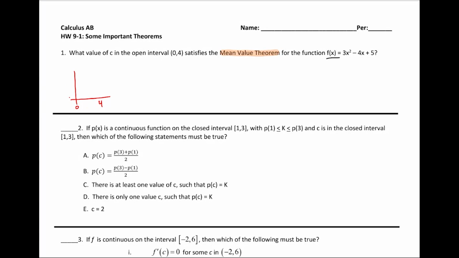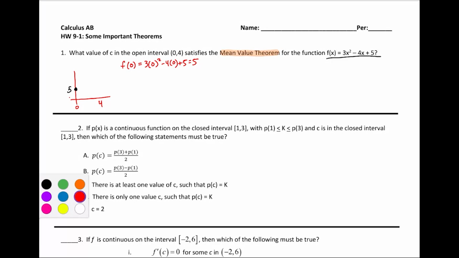And so we're looking for that c value where that happens. So we do have this function, f of x equals 3x squared minus 4x plus 5. So let's go ahead and find out where the function is at those endpoints. So when x is 0, the value of the function is going to be 3 times 0 squared, which is 0, minus 4 times 0, so we get another 0, plus 5 is 5. So when x is 0, the y value here is 5.